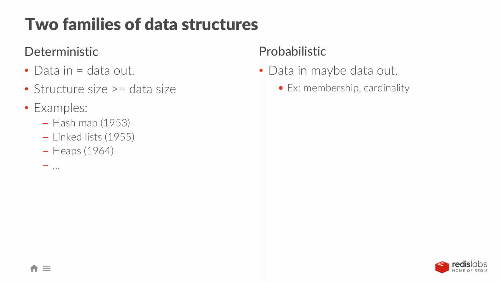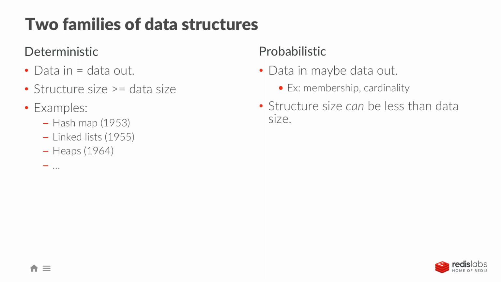Probabilistic data structures, on the other hand, are a little bit different. The data you put in may not be the data you get out. A lot of times what you're getting is information about the data that you put into it. For example, membership in a set, cardinality. This sort of information is where probabilistic really shines, and this is the sort of information that we can store in a really efficient manner.